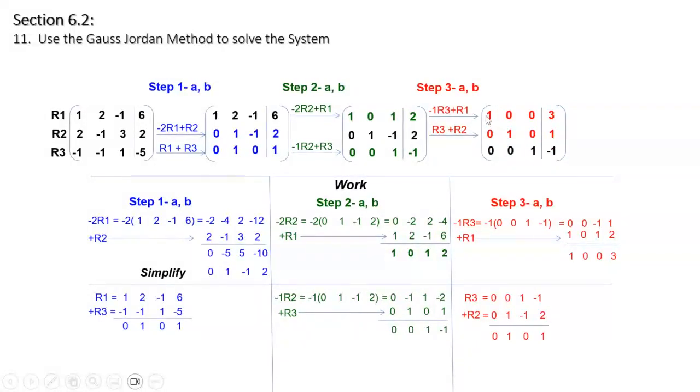If you notice, I already solved it because all the 1s are diagonally 1s and the rest are zeros. So the solution will be 3, 1, -1.